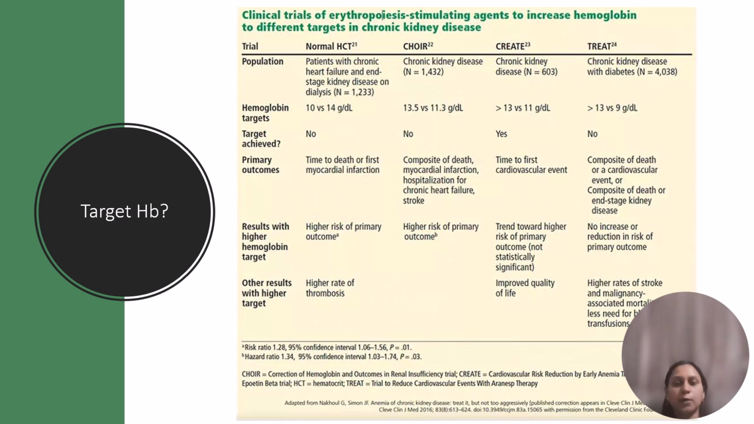Similarly, with CREATE, a hemoglobin of more than 13 was associated with a shorter time to first cardiovascular event, though the results were not statistically significant. And for TREAT, there were higher rates of stroke and malignancy-associated mortality in patients with hemoglobin of more than 13. So based on all these trials, the target hemoglobin as advised by KDIGO is between 10 to 11.5 in patients who are undergoing dialysis.